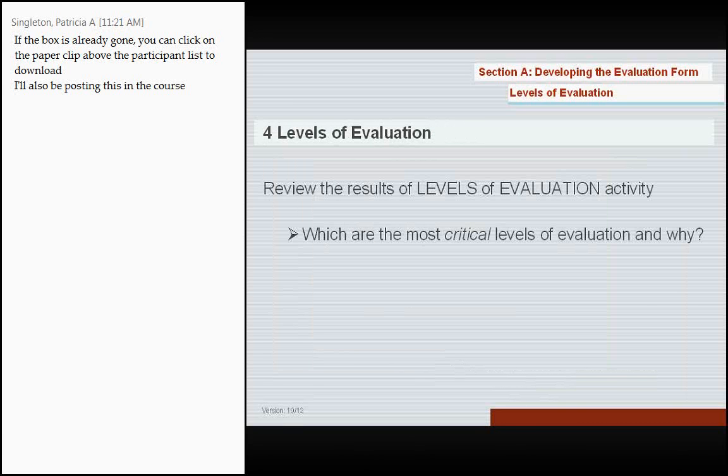Then finally, let's go this way. What are the most critical levels of evaluation and why? The plain old truth is that in terms of evaluation, ultimately, level 3 and level 4 are probably the most important. They're the most critical. Because they measure what change takes place.